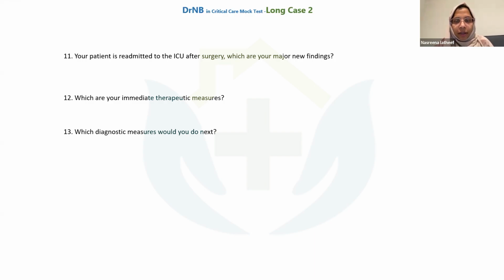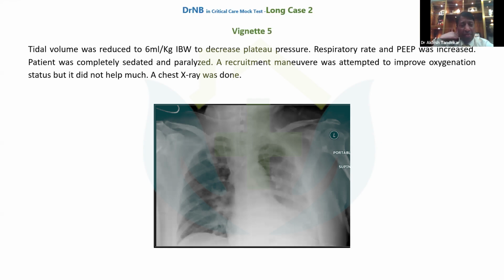Like now, I have to answer what are the immediate measures. So this is the X-ray finding of this patient. The X-ray is showing a homogeneous opacity involving the left lower lobe, probably a consolidation with underlying effusion, and there are bilateral infiltrates as well.